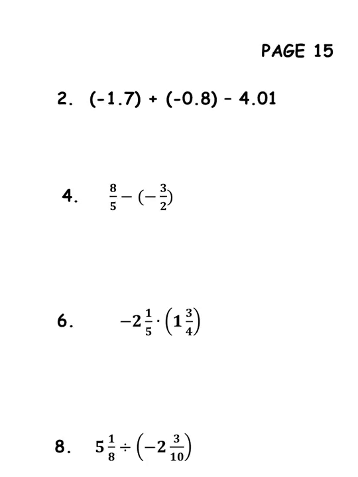This is page 15 of your Operations with Rational Numbers homework. Now remember, we're adding and subtracting rational numbers, so positive and negative fractions and decimals, and we're going to be multiplying and dividing those as well. So let's go ahead and get started.